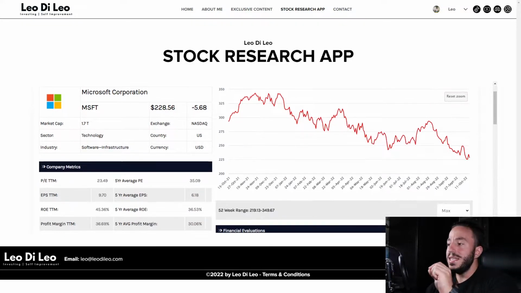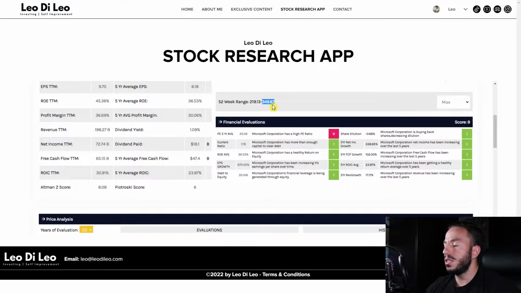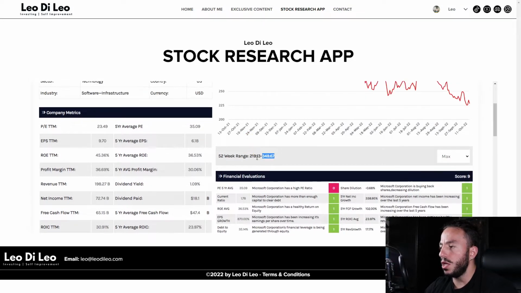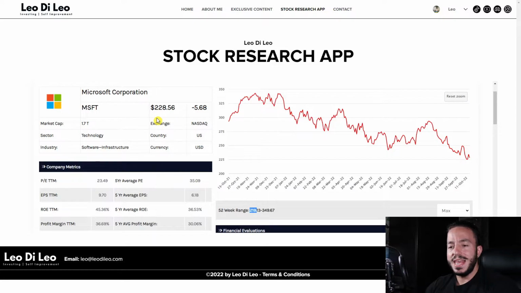This company has been on a downward trend, as we can currently see here, from October 2021 now to October 2022. The 52-week range of this company was a high of $350 and a low of $219. We're in that 52-week range, folks, with this business.